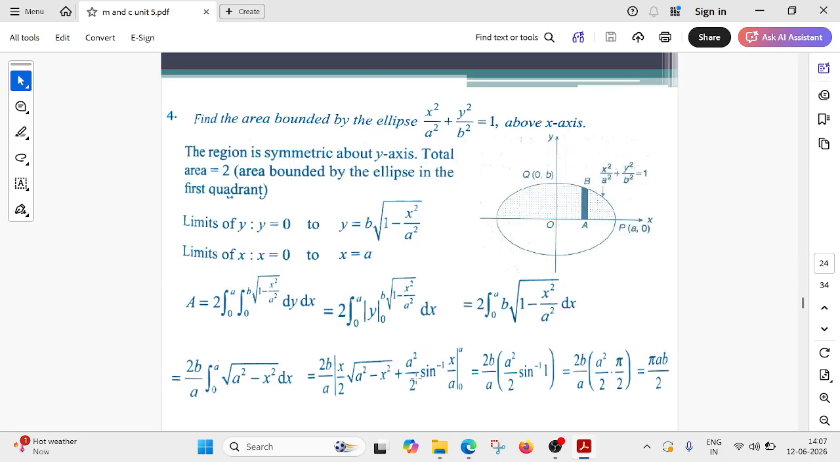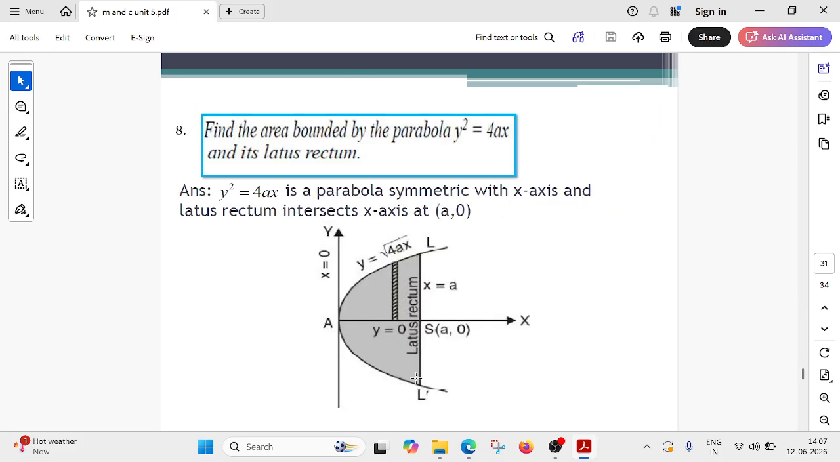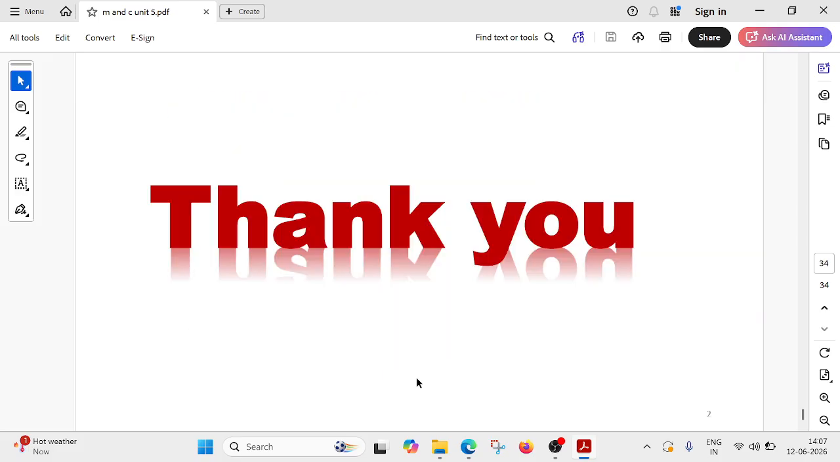3, 4, 5, 6. I think I kept many problems, so you can work them out. All of these are homework. Okay.